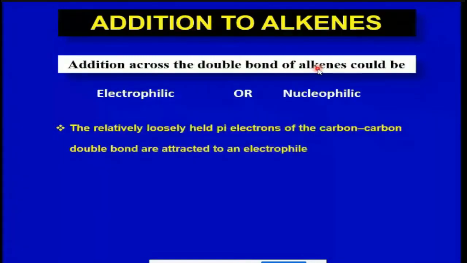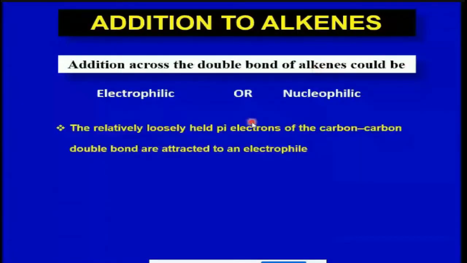So in electrophilic addition to alkenes, we will first discuss electrophilic addition, and later on we will discuss examples in which the alkene itself is an electrophile while a nucleophile comes from outside and attaches or adds across the double bond.